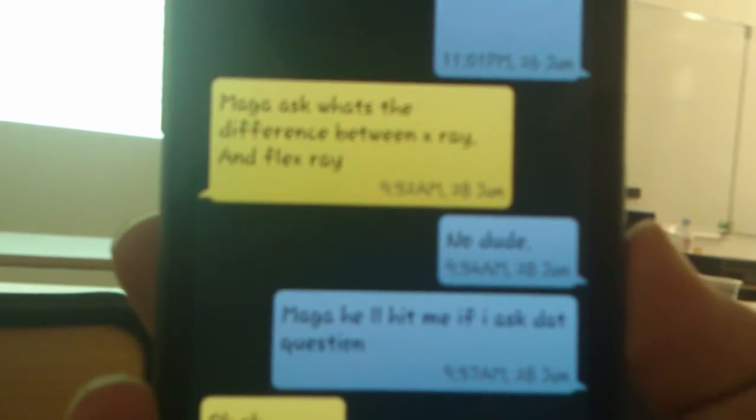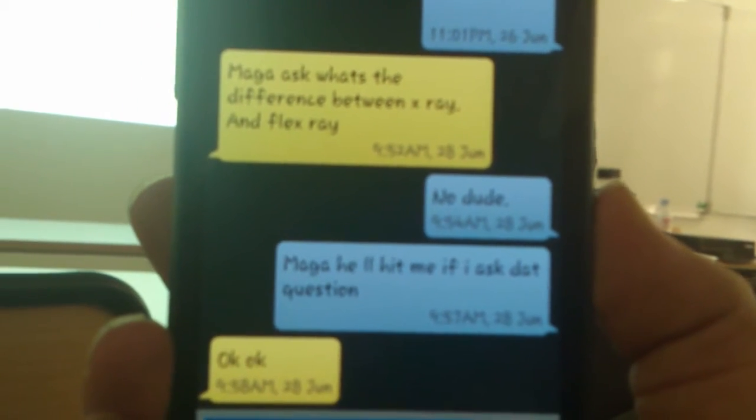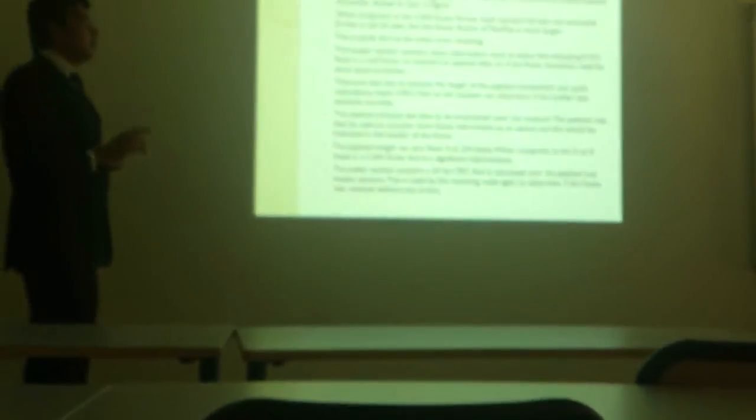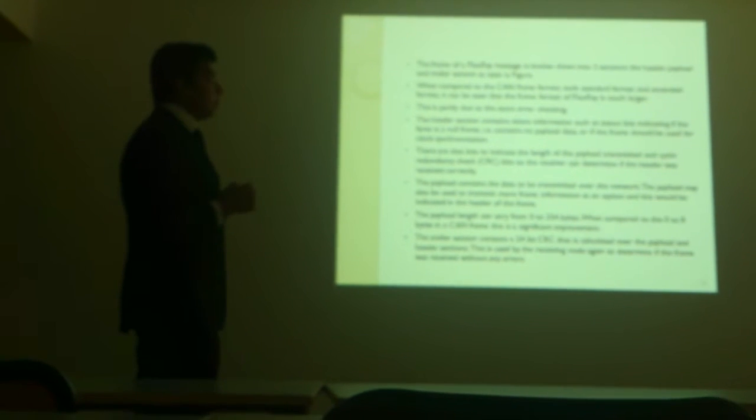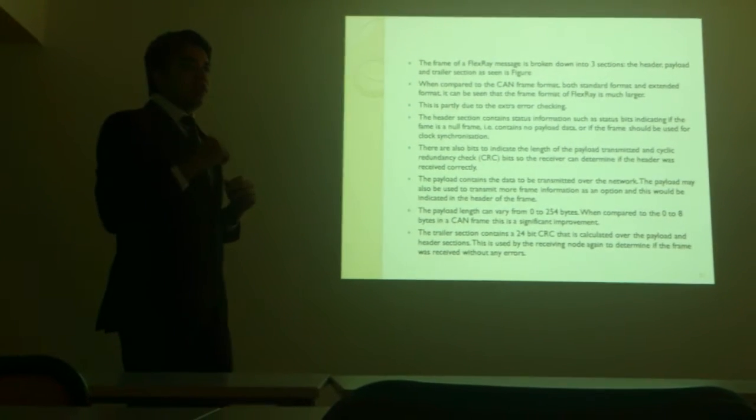FlexRay frame format. It consists of a header, a payload, and a trailer. When compared to the CAN frame format, both standard format and extended format, it can be seen that the frame format of FlexRay is much larger. This is partly due to the error checking. The CRC is 24-bit here.